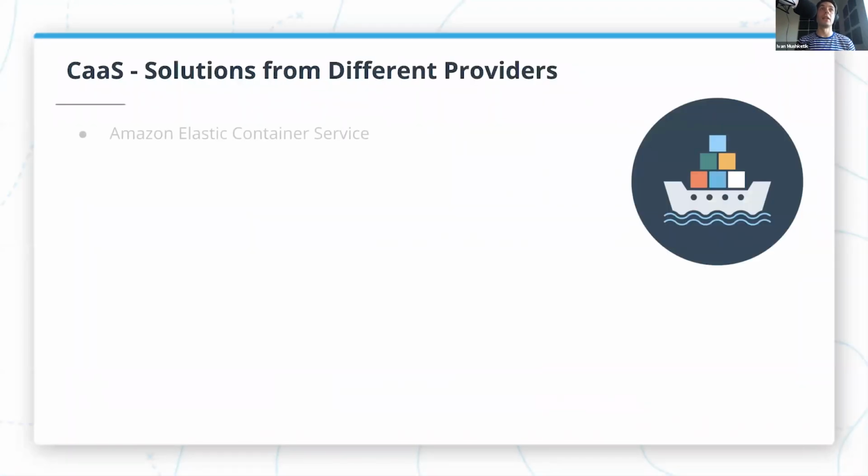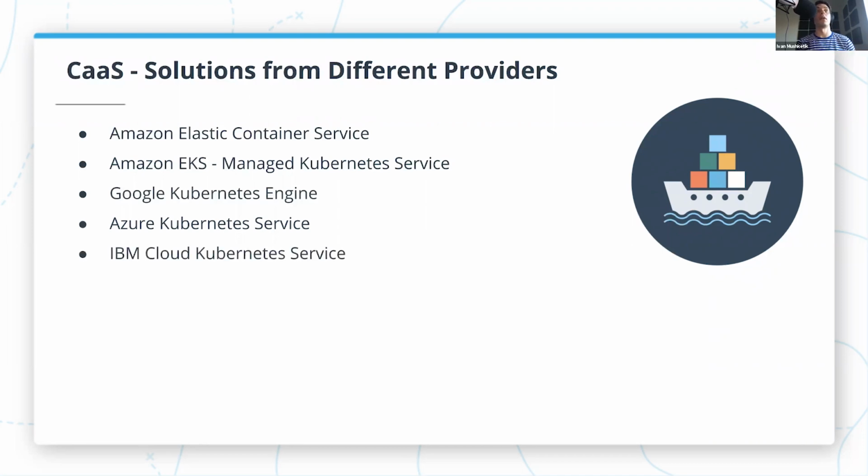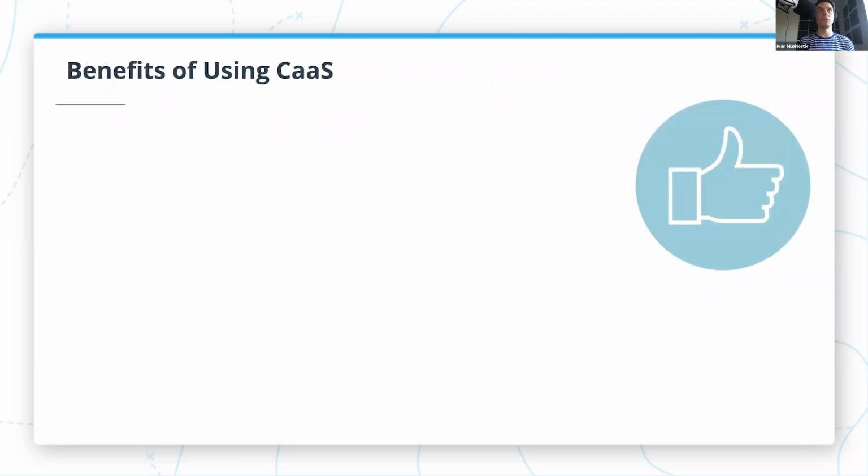We can run Kubernetes ourselves, but multiple cloud providers provide different container as a service solutions. Well, one of them, I would say Amazon Elastic Container Service. This is not Kubernetes. This is a proprietary solution from Amazon that was implemented before Kubernetes. But Amazon also provides Amazon EKS, which is a managed Kubernetes service. And there are also other implementations from other cloud providers, such as Google Kubernetes Engine. There is Azure Kubernetes Service from Microsoft. IBM also has its own Kubernetes service, and there are many other providers as well.